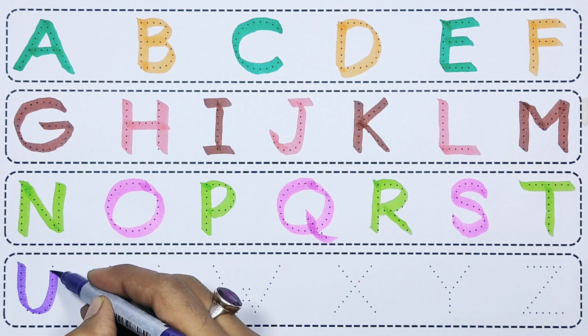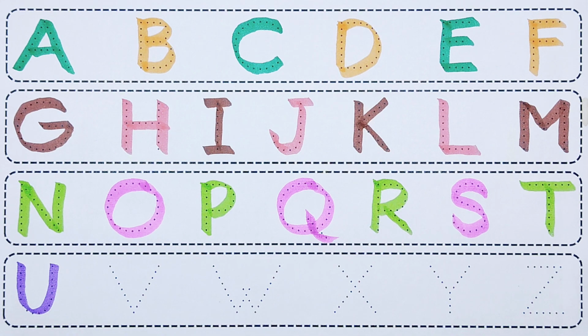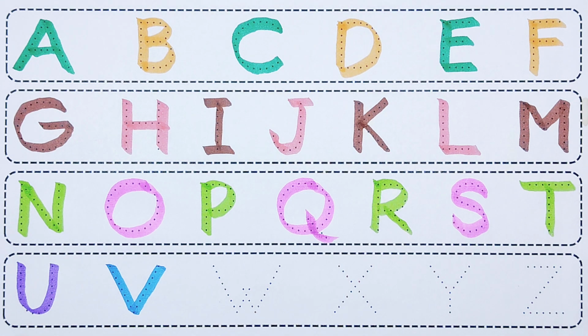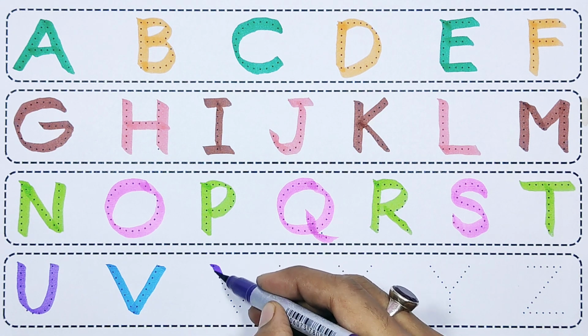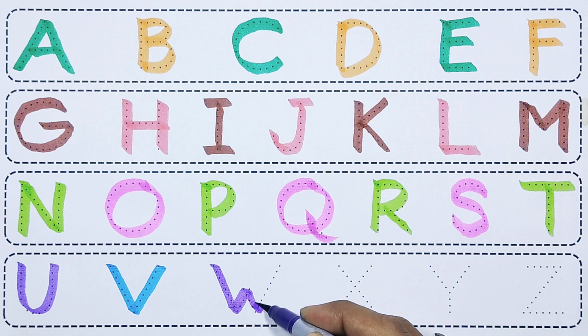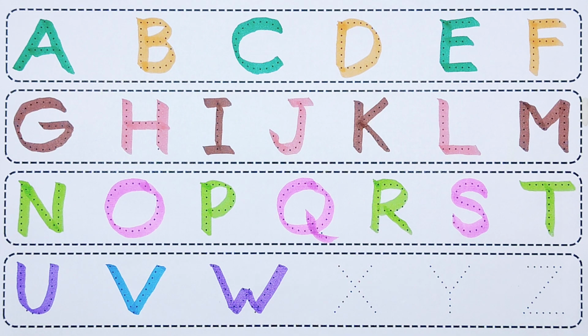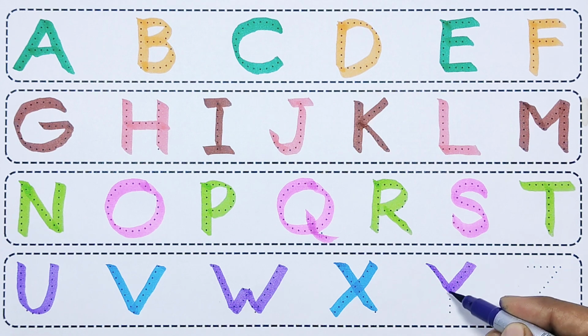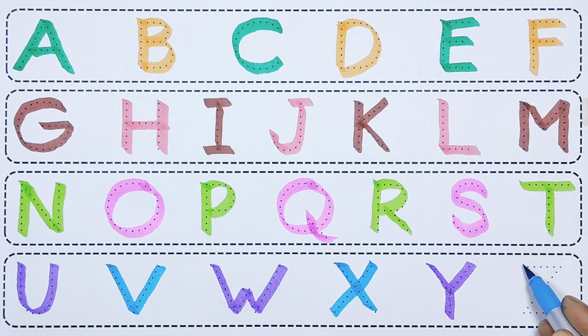U for umbrella, U for umbrella. V for van, V for van. W for watch, W for watch. X for x-ray, X for x-ray. Y for yak, Y for yak. Z for zebra, Z for zebra.